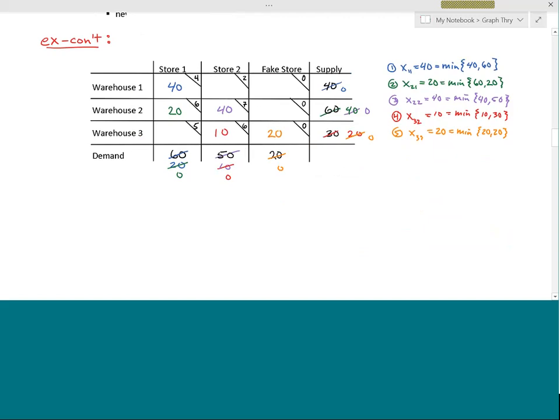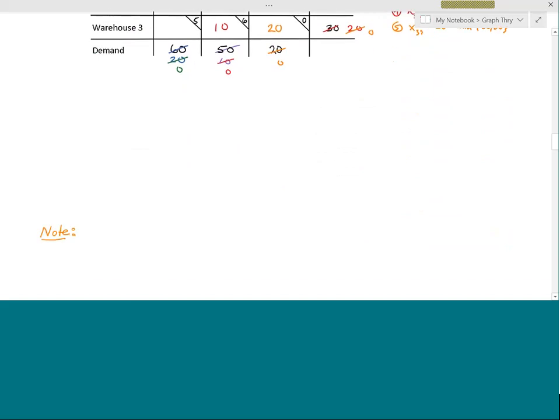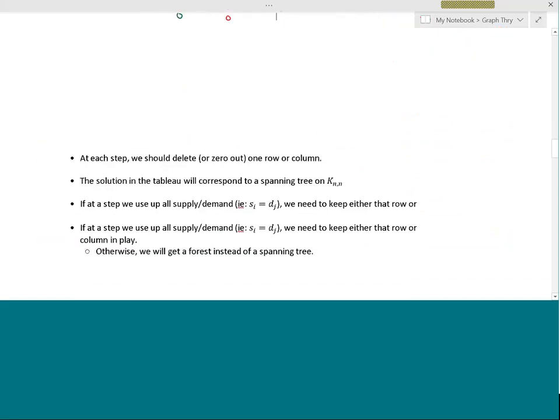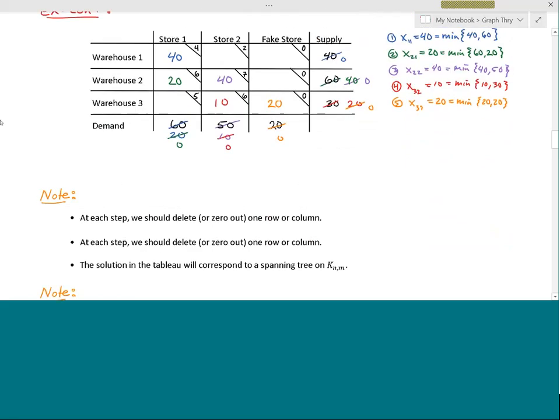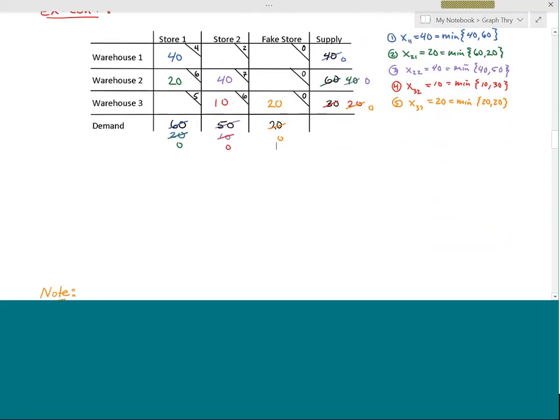Oh, and I left extra space to do that work down there to the side. Well, now, in terms of what we just did, this just summarizes it. At each one of those steps, we should have had one of the rows or columns be completely depleted of the supply or demand. The solution is going to correspond to a spanning tree on your bipartite graph. So these guys here are indicating the edges that you would use in terms of that spanning tree.